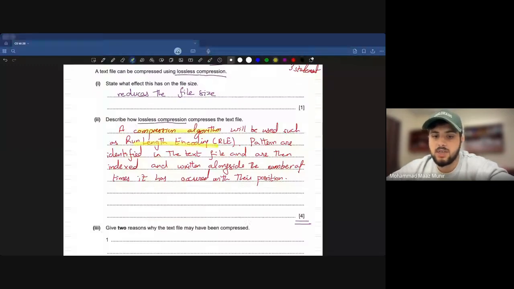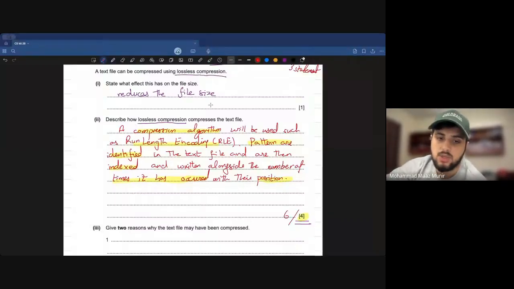They are expecting you to write this compression, an example, the patterns, then this indexing, and maybe the number of times it has occurred, and this position. So these are the keywords which the examiner expects you to write. So like 1, 2, 3, 4, 5, and 6. Okay, maybe I wrote 6 points, but you can write any 4 of these to get a perfect answer.